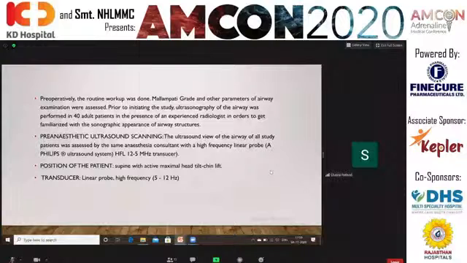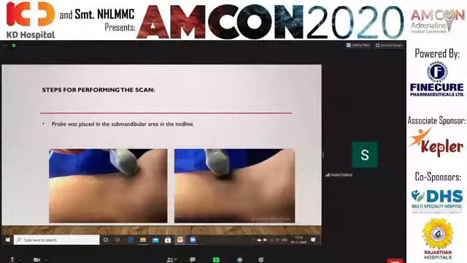Preoperatively, all the routine workup was done. Mallampati grading and other parameters of airway examination were assessed. Prior to pre-anesthetic ultrasound scanning, the ultrasound view of the airway of all study patients was assessed by the same anesthesia consultant with a high-frequency linear probe. The patient was positioned supine with active maximal head tilt and chin lift, and a linear probe with a high-frequency transducer was used for this study. The probe was placed in the submandibular area in the midline.